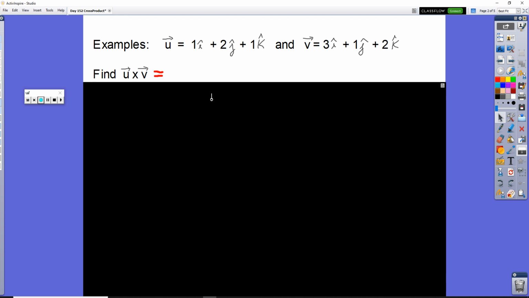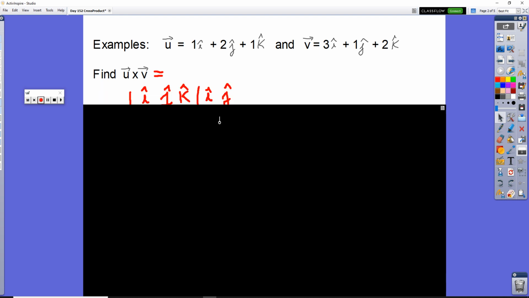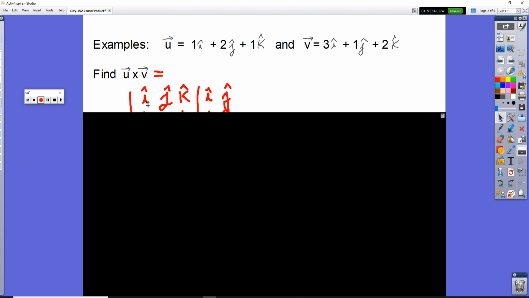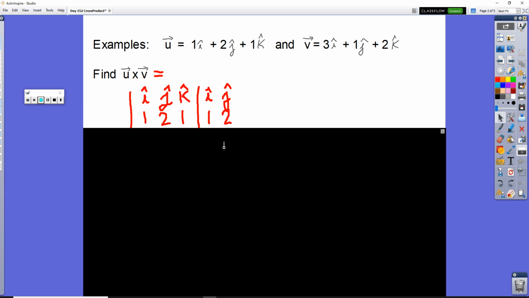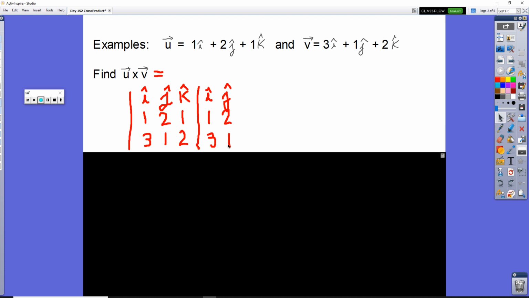So the first thing you need to do is make a 3 by 3 matrix. You're going to want to put your standard unit vectors, i, j, k, across the top row. Even though now these vectors have numbers, the top row for cross product is always just i, j, k. The second row should be filled in with the components, the coefficients from the first vector. So since vector u is first, we're going to use its coefficients 1, 2, 1 across our middle row. And vector v's coefficients 3, 1, 2, because it came second, goes across the bottom.